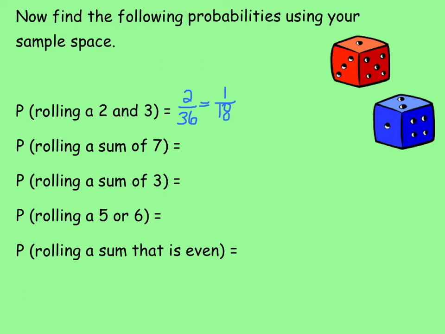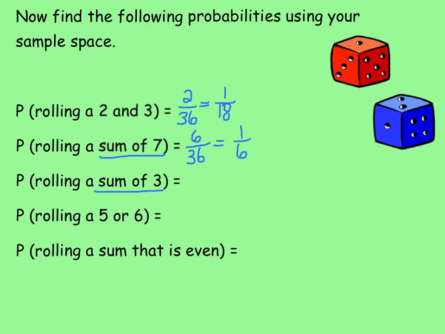The next one says the probability of rolling a sum of 7. So now what that means is when you add the 2 dice together, it equals 7. So all the possible ways of getting a 7. Go ahead and look at your sample space and find all the ones that add up to 7. If you counted correctly, you should have counted 6 different ways to add up to 7 out of 36, which is 1/6.